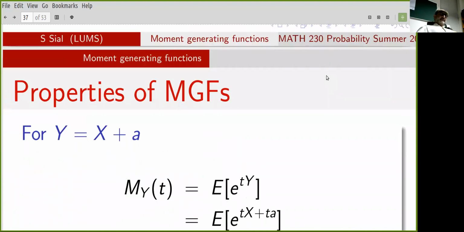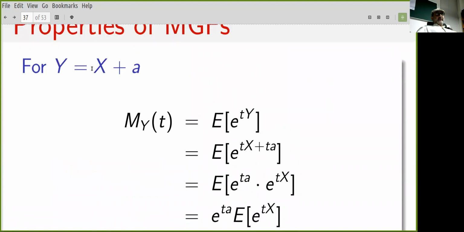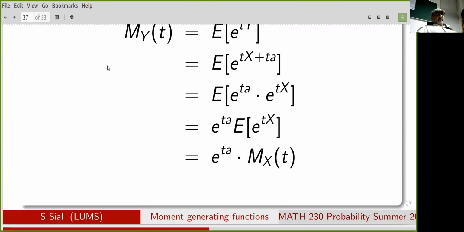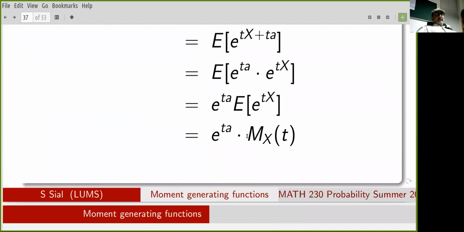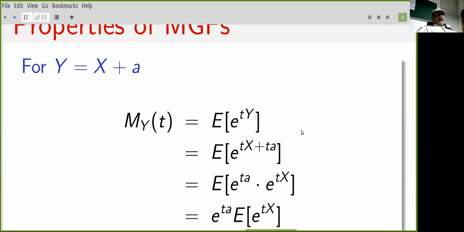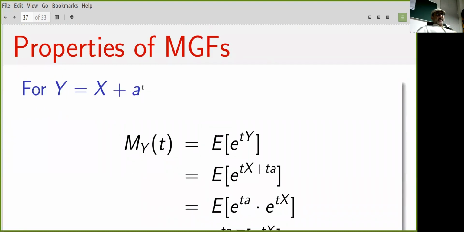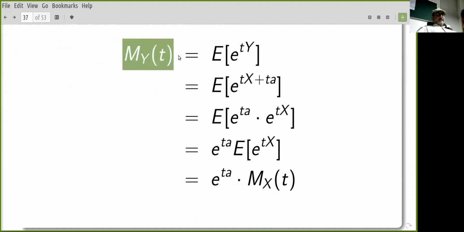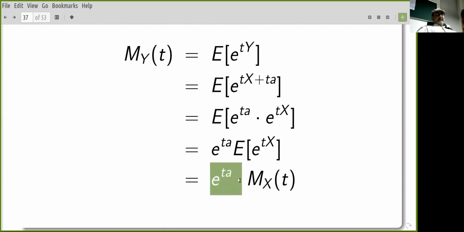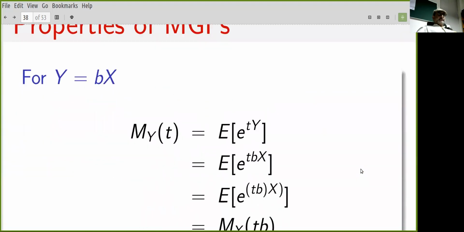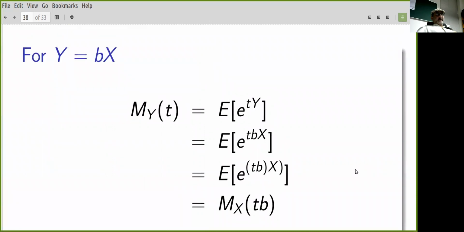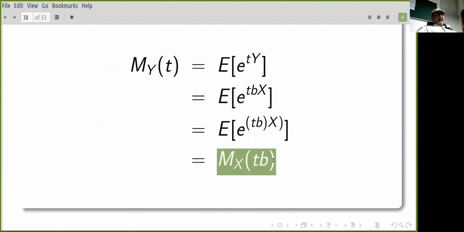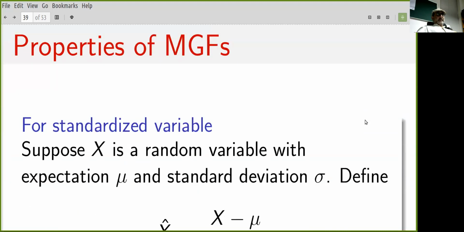Okay, so some properties of MGFs. If you have a random variable x and you already know its moment generating function, and then you come up with a new random variable y equals x plus a, then its moment generating function m sub y of t is equal to e to the t a times m sub x of t. For y equals bx, if you already know m sub x for x, then m sub y of t is equal to m sub x of tb.